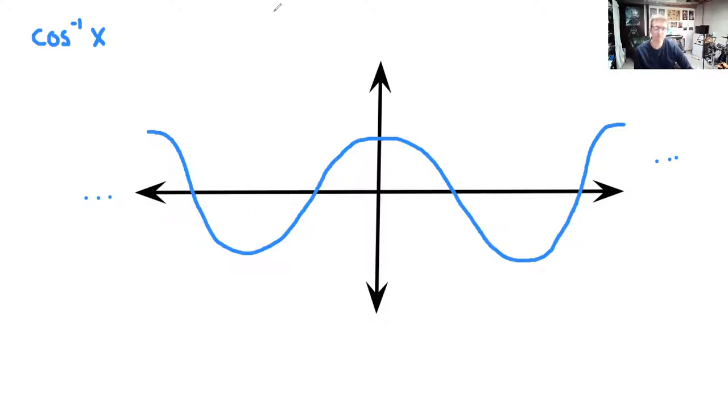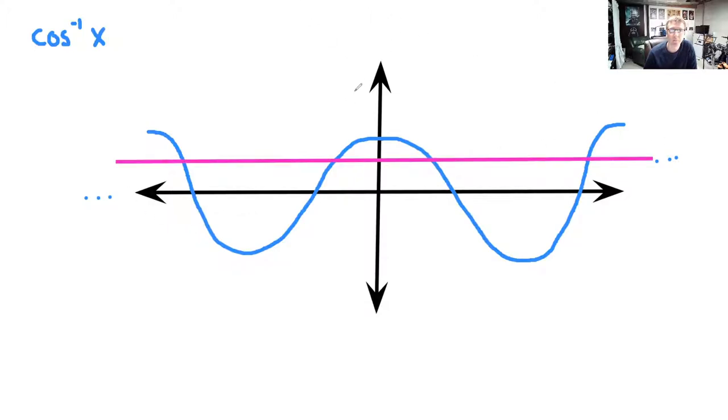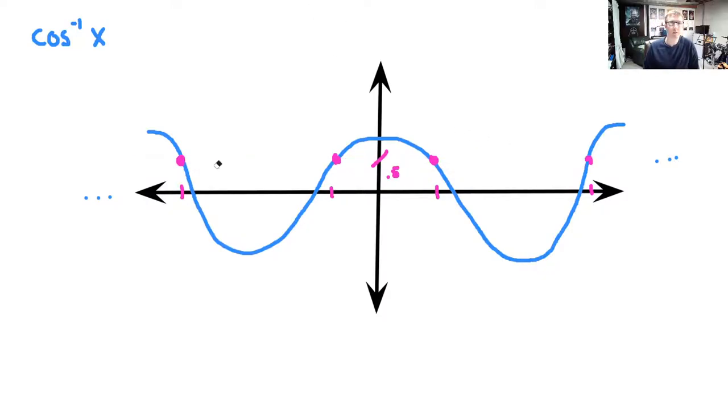So, if you'll notice, this again fails the horizontal line test. If I picked a specific height, well, I don't know, like 0.5, and asked you what angles give you that x-coordinate, you would find an infinite list of angles. This one does, this one does, this one does, this one does, right? There's an infinite list. So just like sine, we need to restrict the domain of cosine by only graphing part of it, essentially, is what we're saying.